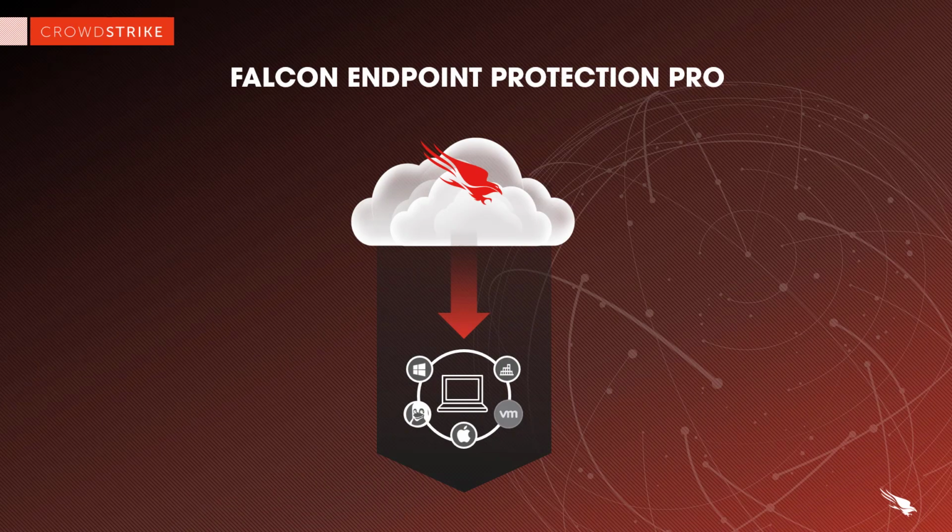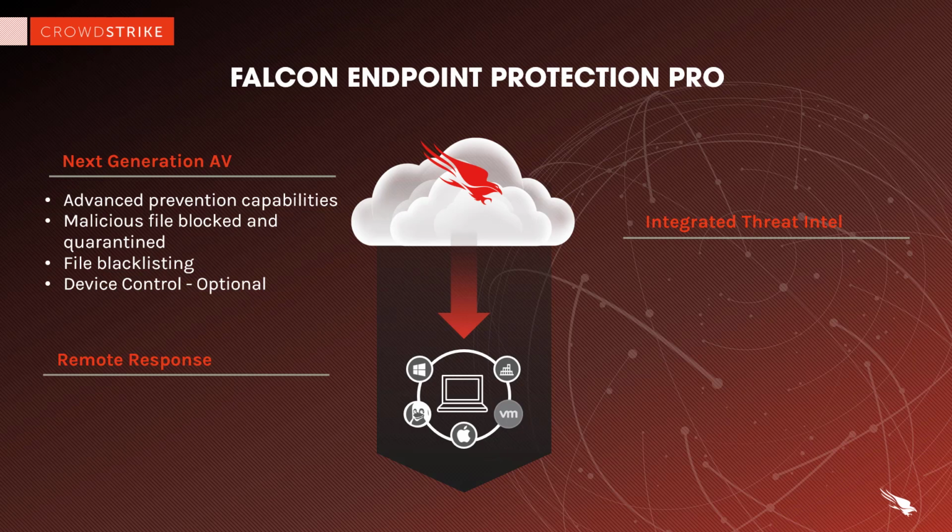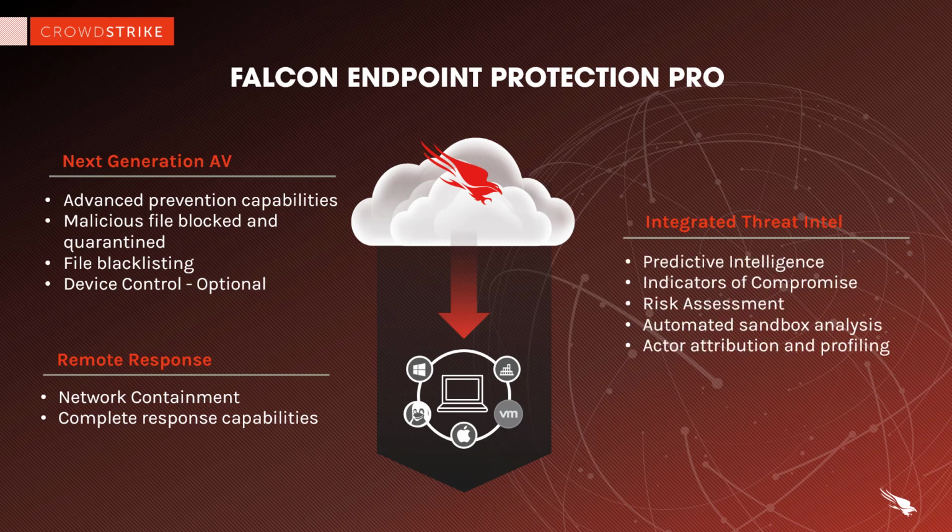CrowdStrike's Endpoint Protection Pro provides better protection against all types of attacks, not just malware. In this example, we saw CrowdStrike's world-class next-generation prevention capabilities. Not only did CrowdStrike block and quarantine the malicious file, but the process tree identified the attack vector as Excel launched from Outlook and provided a complete picture of the entire event down to the command line details. Network containment and real-time response provided the tools needed to safely remediate the impacted system. Integrated threat intelligence gave us context around the event, including actor attribution and confirmation of a ransomware attack.